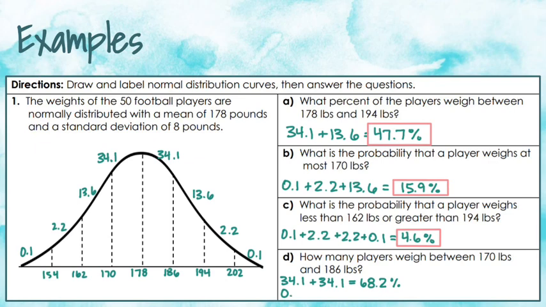We know that a percent written as a decimal is 0.682. And if we multiply that by how many total players there are, so there are 50 football players, that's going to tell us about how many players weigh between these two numbers. So multiply that times 50 football players. That gives us 34.1. So we're going to say about 34 players.